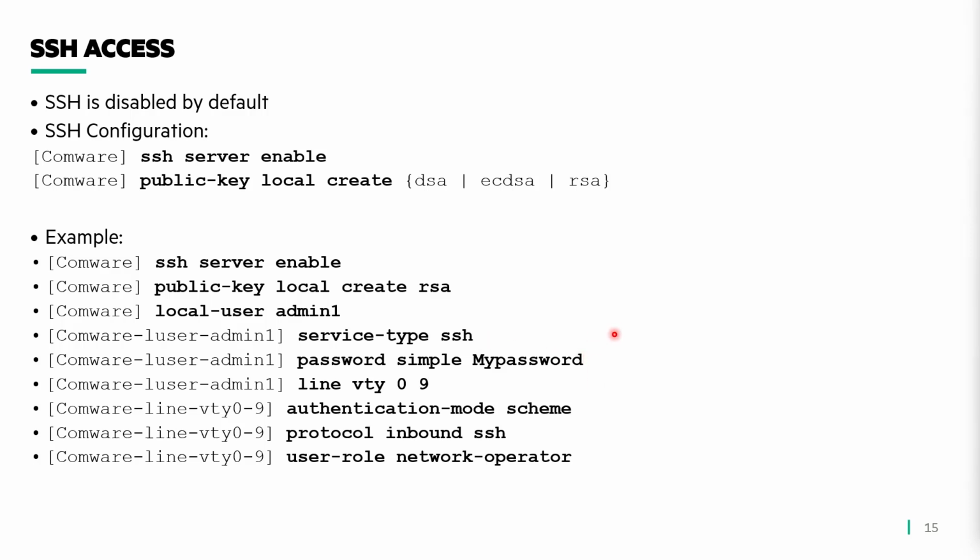Then that is the local user, service type. Again, this is when you create the user, and then you will have the service type mapped to the user, what that user can do. And then we said in here, authentication mode scheme for the line VTY 0 to 9, so 10 lines possible. And we specify for these lines SSH. And the user role, in this case, network operator, kind of read-only access.